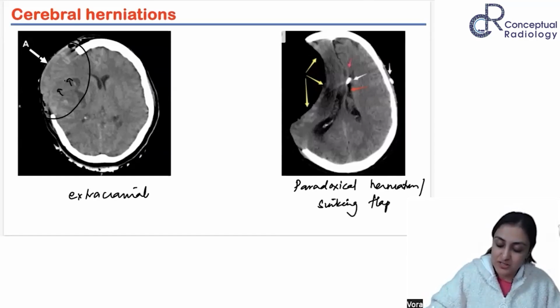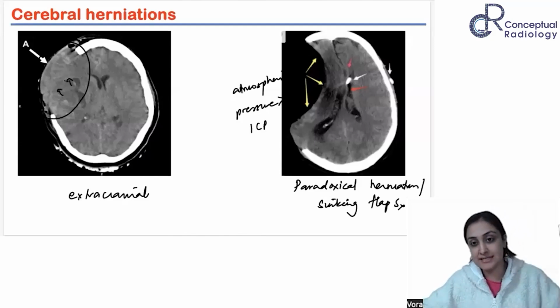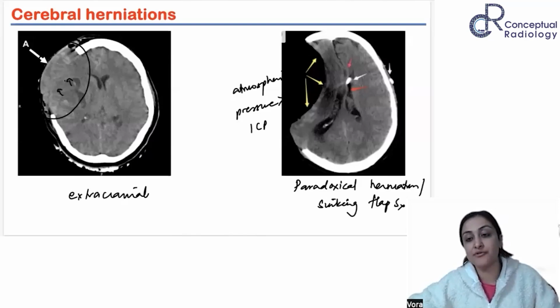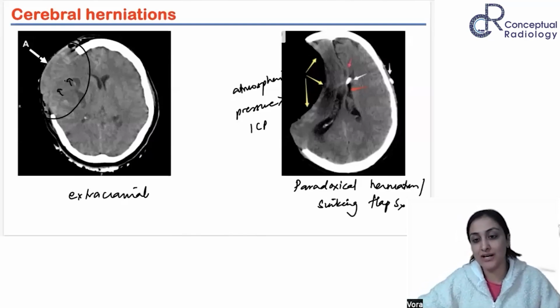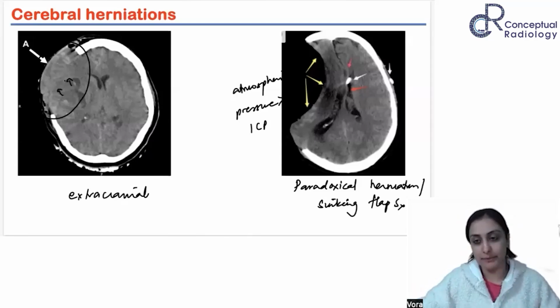So what happens is anytime the atmospheric pressure exceeds the intracranial pressure, ICP itna kam ho gaya ki atmospheric pressure is exceeding the ICP, you will have this paradoxical inward movement of the brain. Yeah, so this is what is called as the sinking flap syndrome is what you want to remember here.